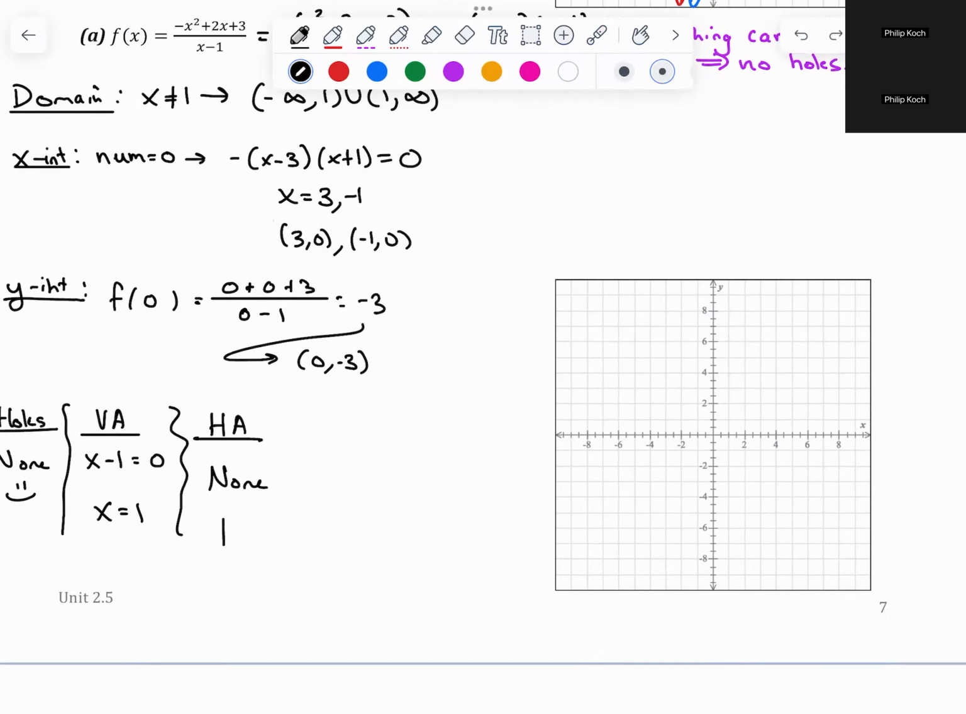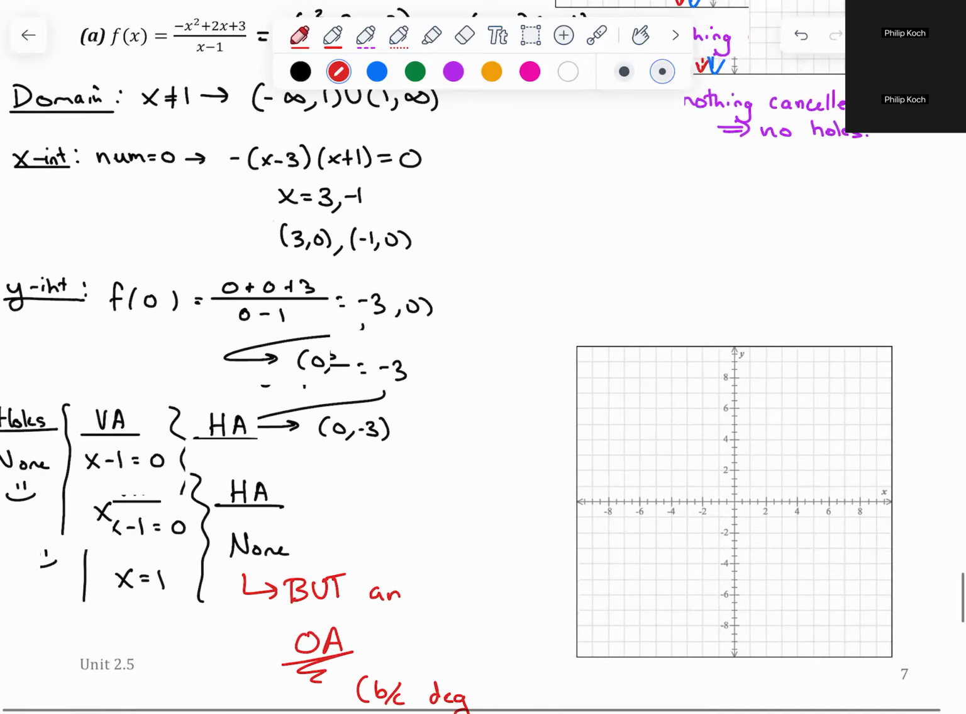But does anybody notice anything? So there's no HA, but there is a different type of asymptote. There's an oblique or a slant asymptote because the degree of the numerator is 1 larger. That's the one weird case.